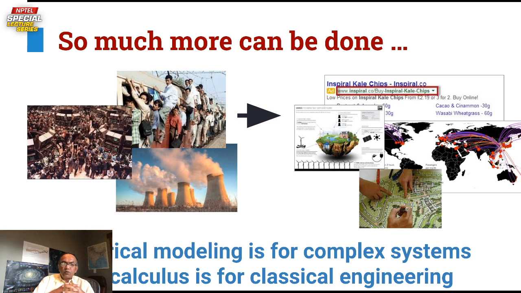The question is, so much more can be done, right? Can we actually understand what is happening in our society, predict it better, and solve problems? Empirical modeling is for complicated systems what calculus is for classical design. You can't imagine doing classical engineering without calculus. And to understand complex systems, we need empirical modeling.